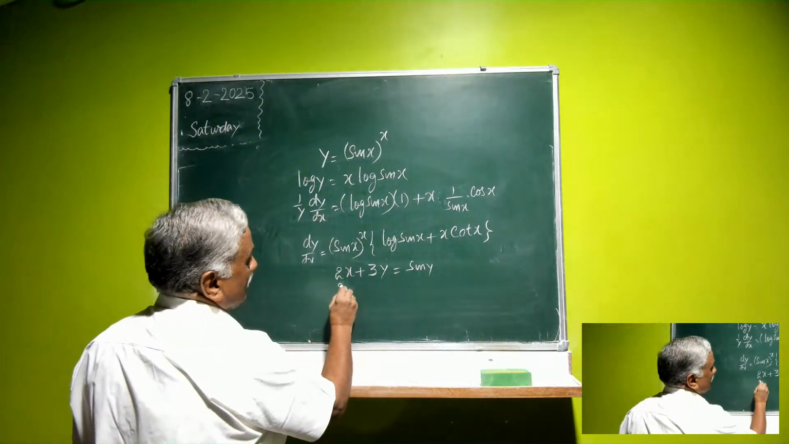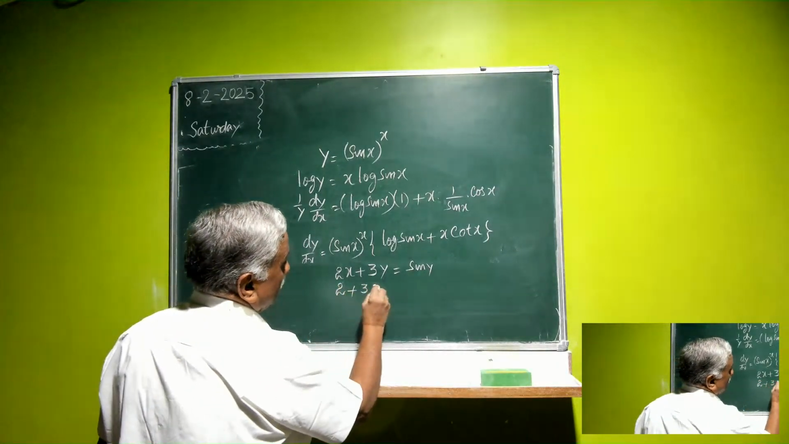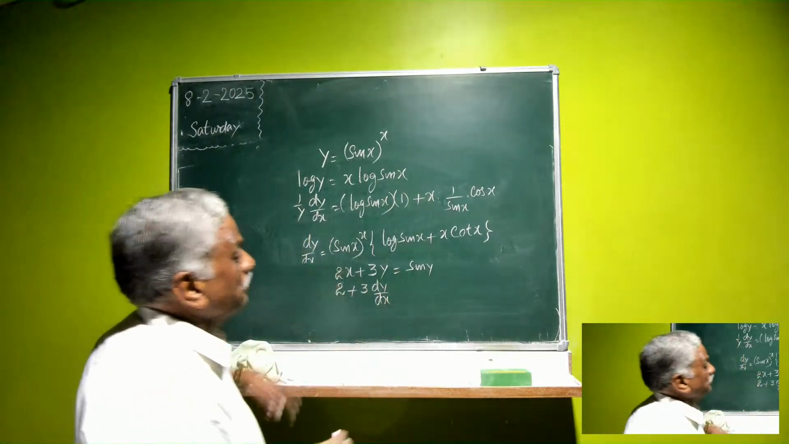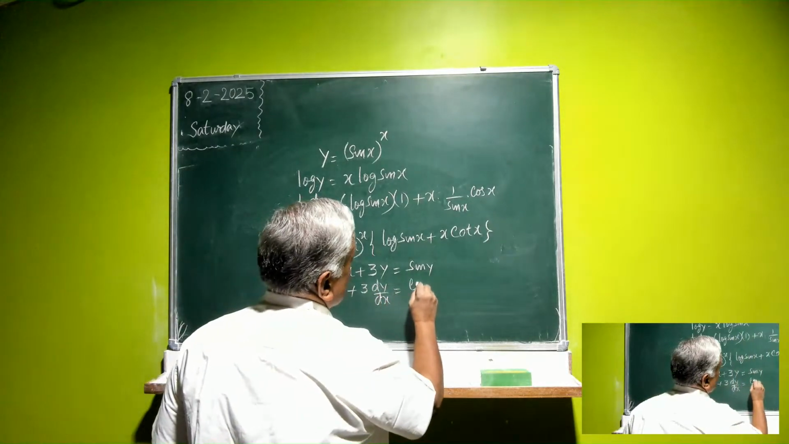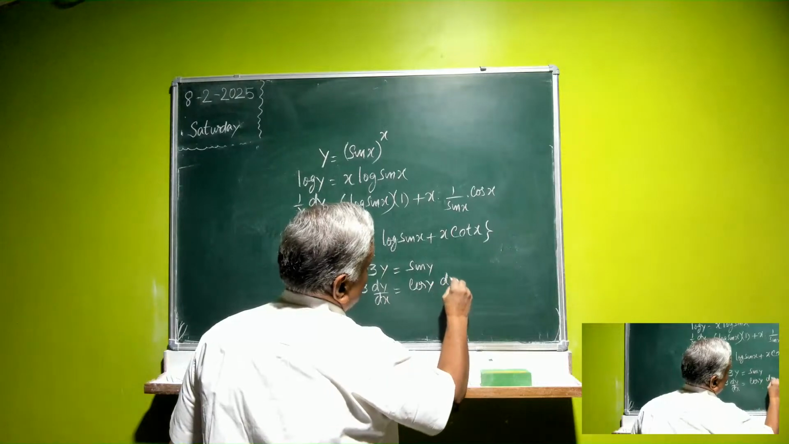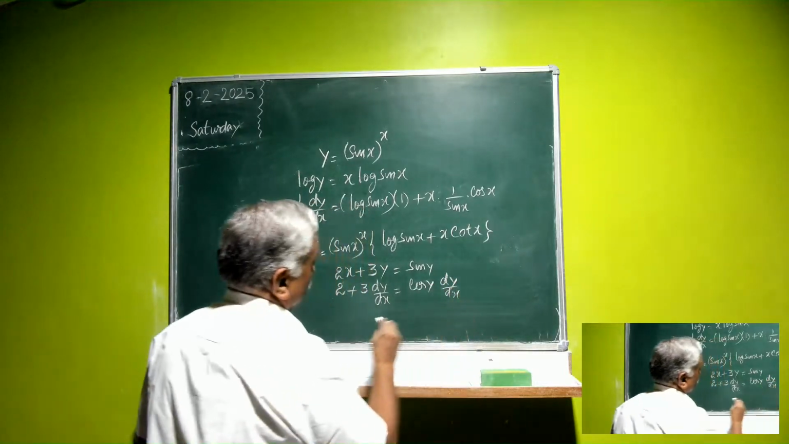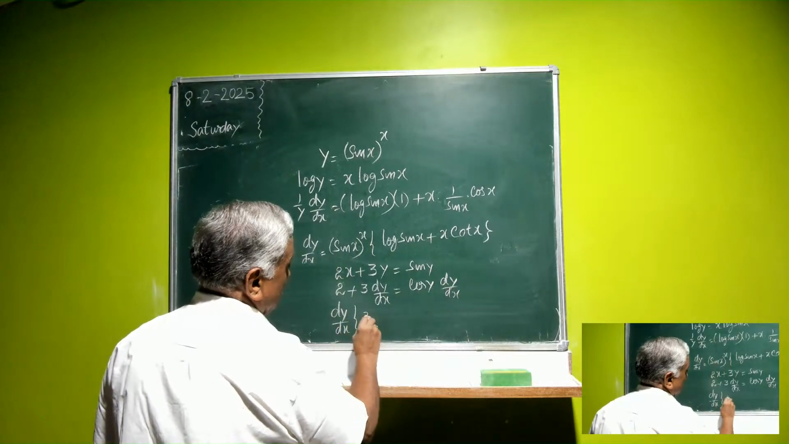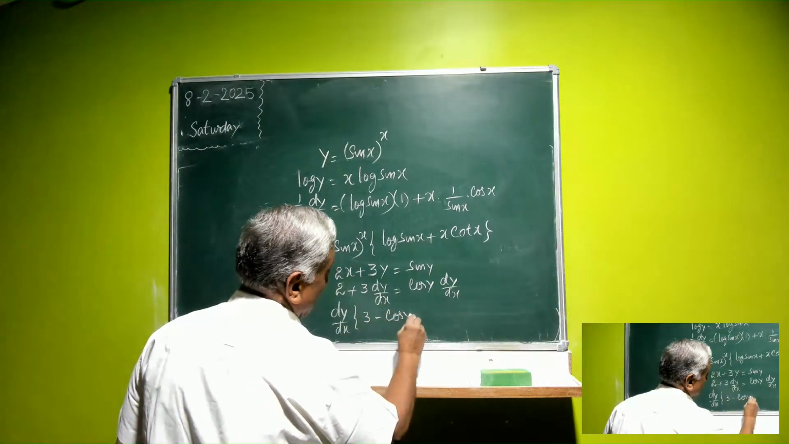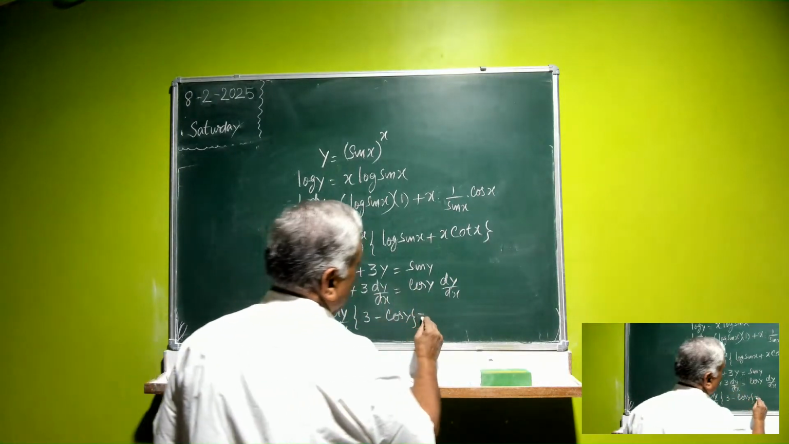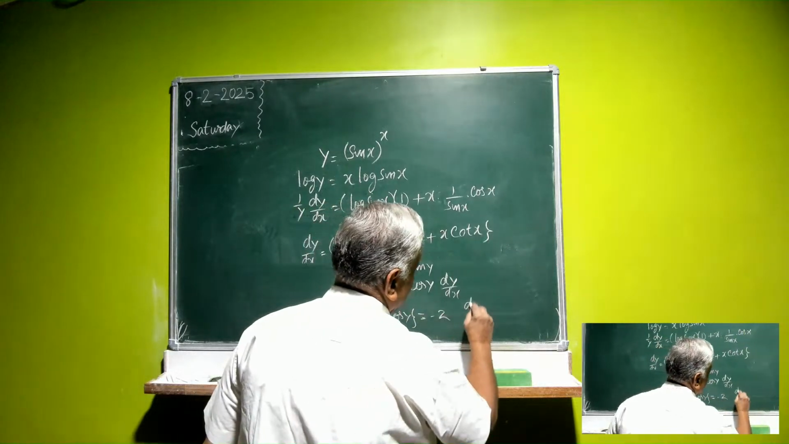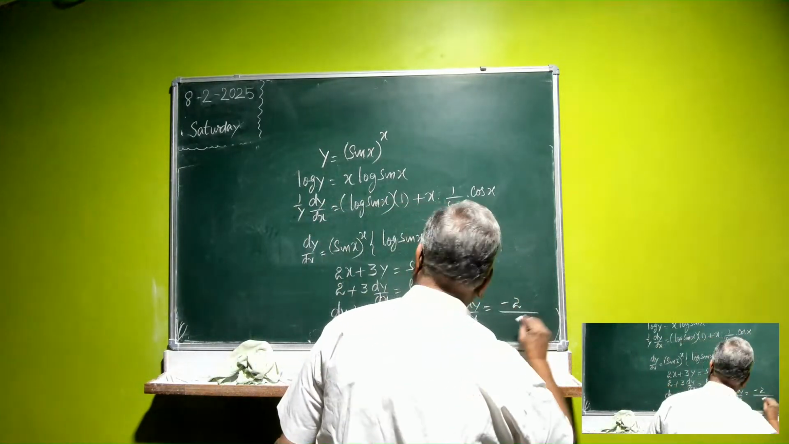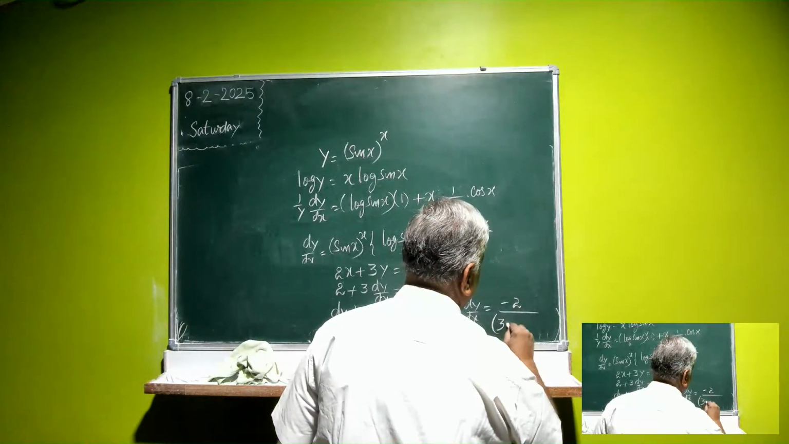2 is a constant, 3 is a constant. Difference in y is 1. Here difference in x is 1. Sin y is cos y dy by dx. So you can group the term contained in dy by dx. That is 3 minus cos y. You can send to the other side. Final answer is minus 2 over 3 minus cos y.